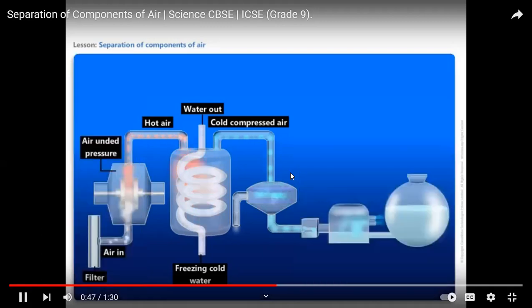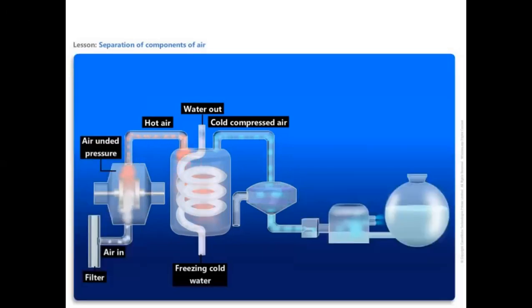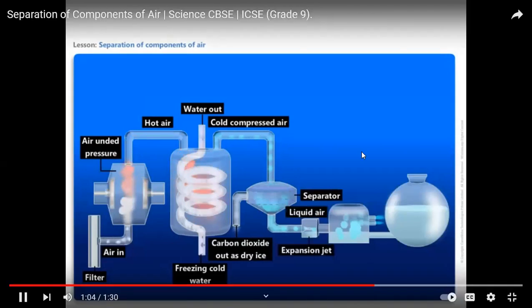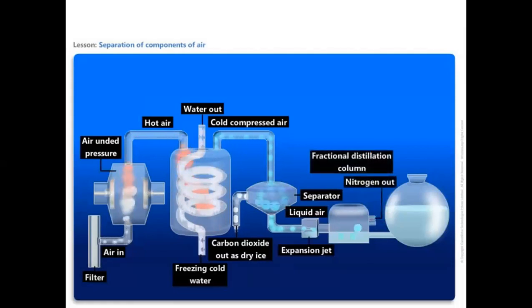The cooled and compressed air passes through a separator where carbon dioxide gas solidifies and is separated as dry ice. The air, which is now free from carbon dioxide, is forced through an expansion jet where it liquefies. This liquid air is allowed to slowly warm up in a fractionating column. Nitrogen first boils at minus 196 degrees centigrade and is separated.